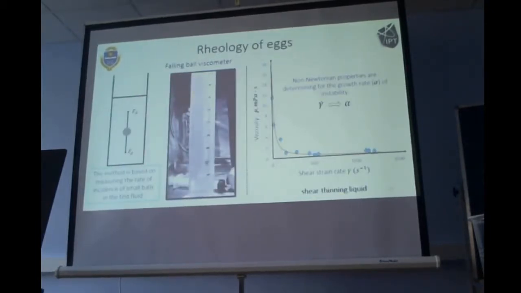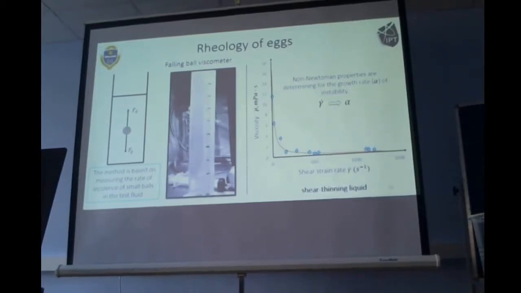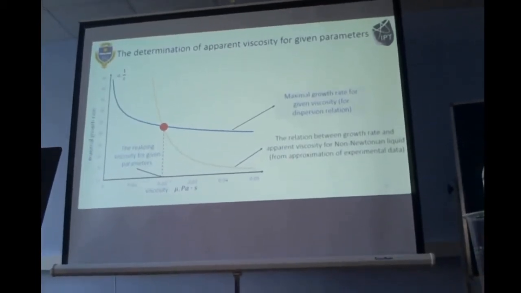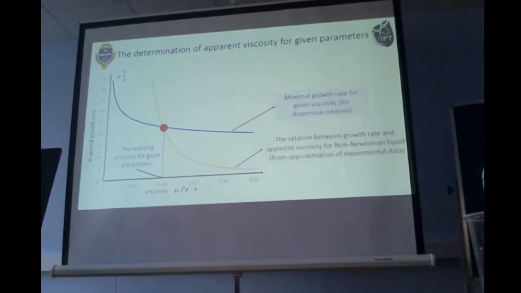We can calculate the viscosity of eggs by measuring with a ball viscosimeter, and we can consider the non-Newtonian properties. We can see that the egg white has a significant dependence between the strain rate and the viscosity, and we can consider in our case the growth rate of instability as the shear strain rate. We can find the realizing viscosity in our system by comparing the maximum growth rate for given viscosities and the relation between growth rate and apparent viscosities, which we got for a non-Newtonian liquid from the approximation of experimental data.